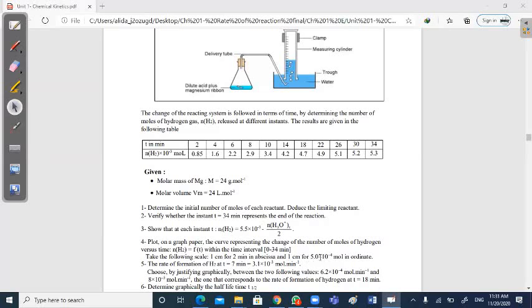Every 1 centimeter is 5 10 minus 4, we divide the maximum number 5.3 10 minus 3, that is 53 10 minus 4 over 5 10 minus 4. 53 divided by 5 equals 10.6.